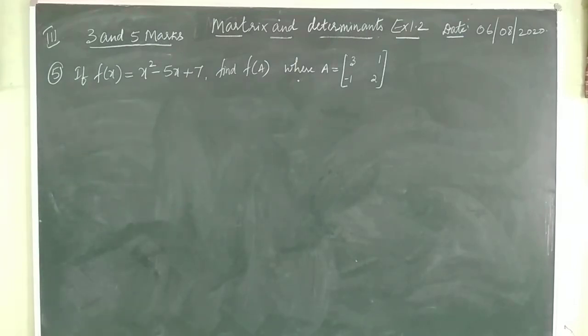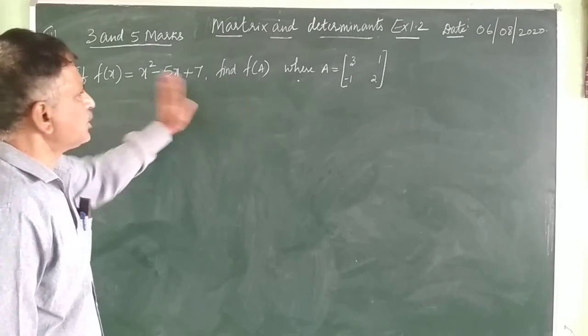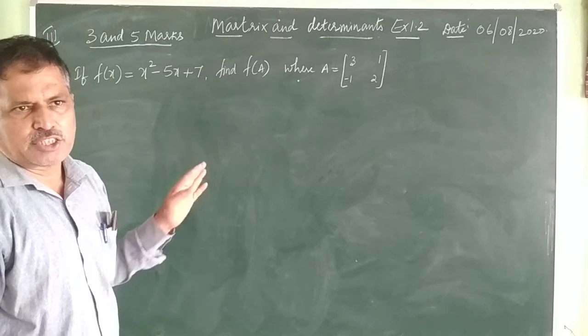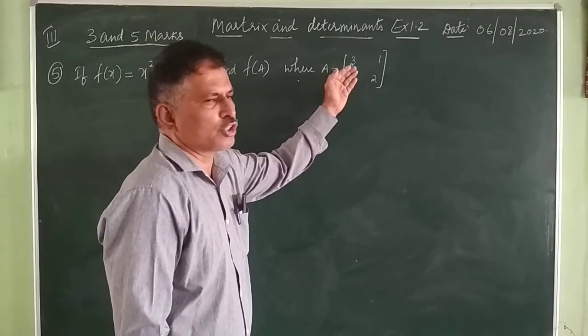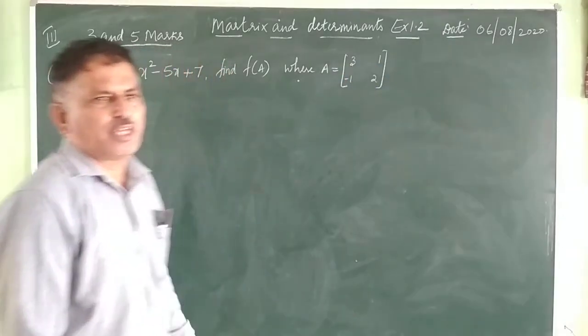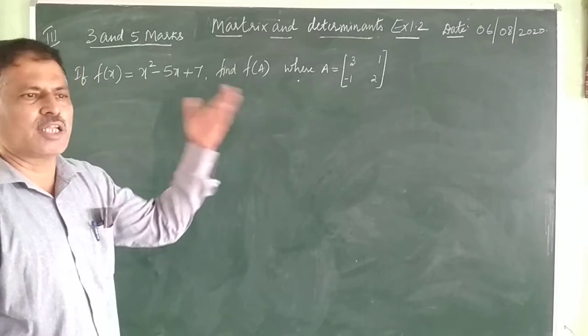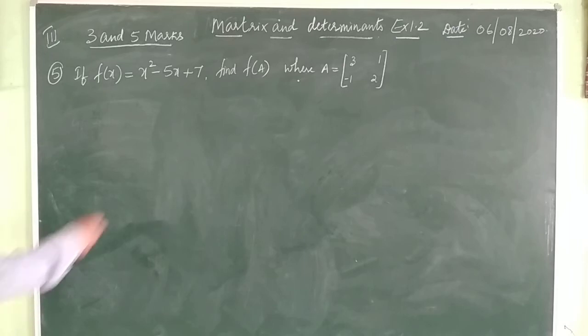It has been given that if f of x is equal to x squared minus 5x plus 7, he is asking you to find f of A, where A is a matrix of order 2 cross 2 having elements 3, 1, minus 1 and 2. You can call them elements or the entries.